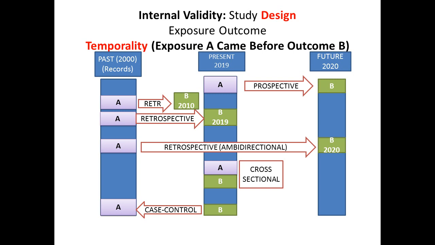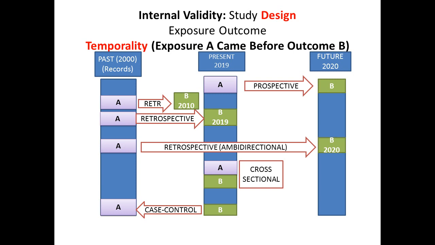The other type of retrospective study, sometimes also known as ambidirectional, is where through past records you find out who has been given or not given drug A. Then in the future, in 2020, you can determine who has outcome B and who doesn't have outcome B. So the commonality between all these studies is you always start with the exposure and lead on to the outcome.